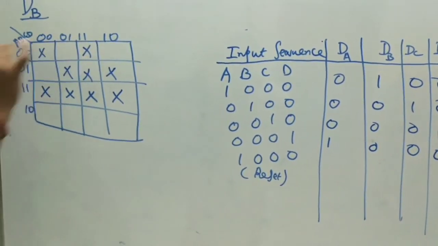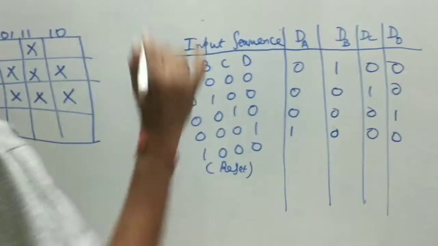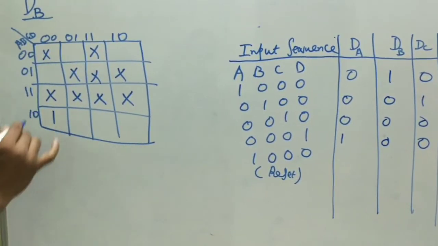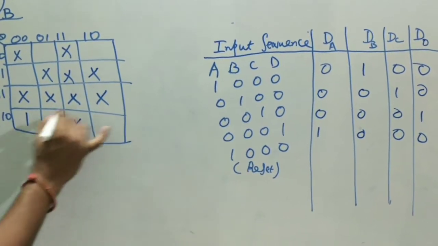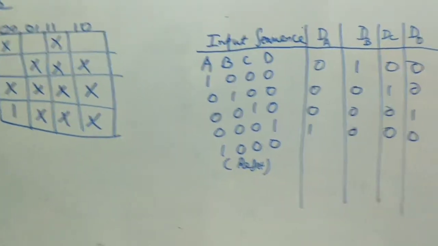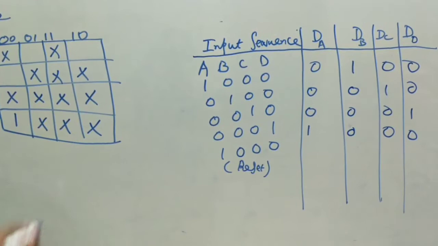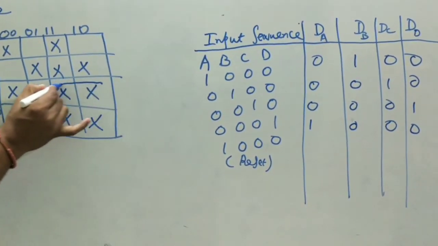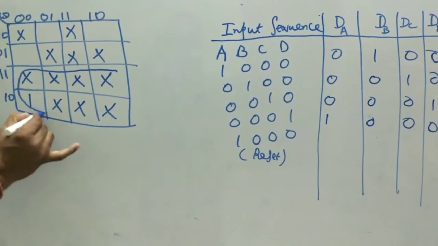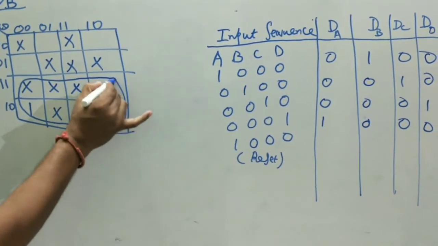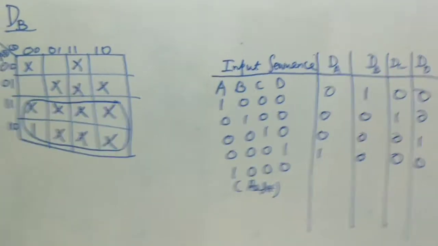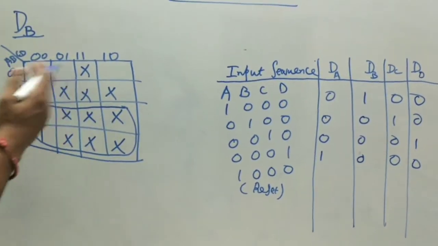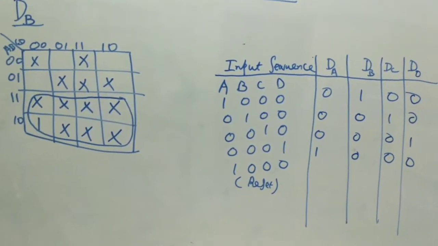1, 0, 0, 0 is 1. So we have to plot it here. 1, 0, 0, 1 is don't care. 1, 0, 1, 1 don't care. 1, 0, 1, 0 is don't care. So here we can form an octet. I think when finding the value of D, I told you it is a quad, but it is an octet. If we cover 8 values, that is considered to be an octet.